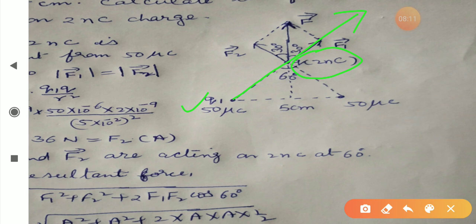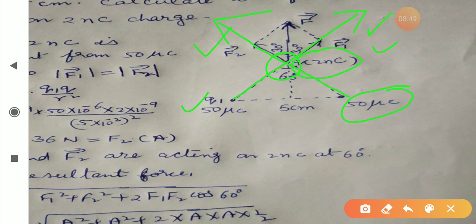Similarly, the force on this 2 nanocoulomb due to this 50 microcoulomb, again they both are positive, so the force will be repulsive, and the repulsive force will act along the line joining these two charges. So the direction of F2 is going to be this one. Now in this way, we have two forces F1 and F2 acting at the same charge, 2 nanocoulomb. So the resultant force will be the vector sum of F1 and F2. So we need to find out their vector sum.